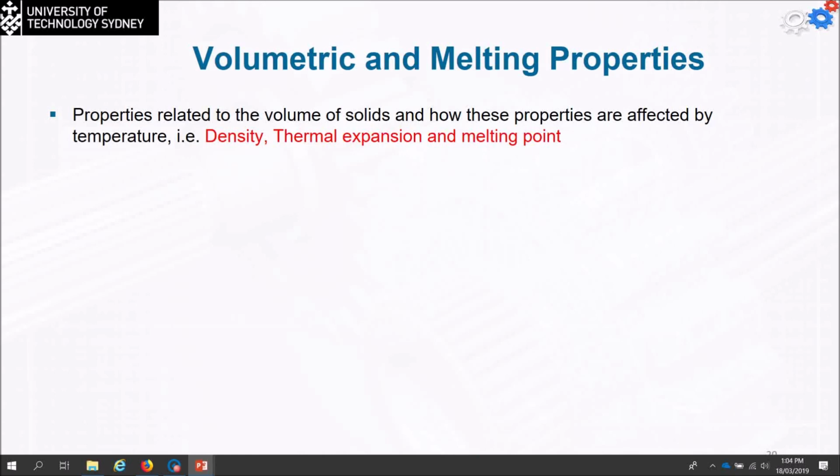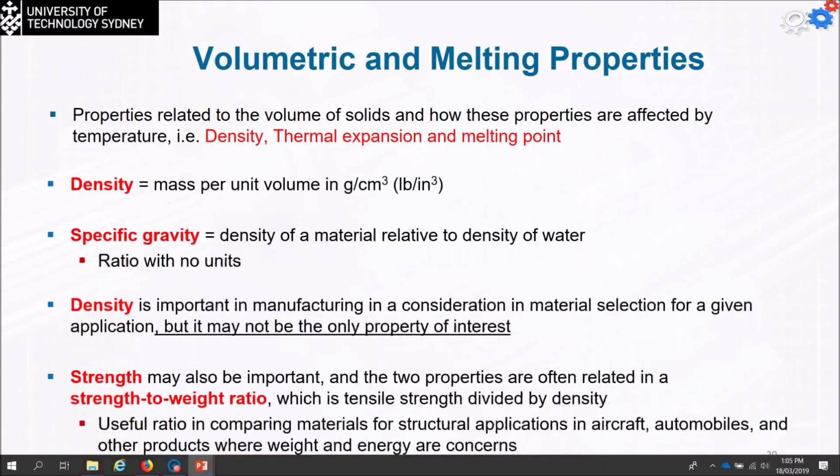So what will happen to the density when you increase the temperature? The mass is constant. Say constant, not the same. The mass is constant. The volume expanded. So what happened to the density? Decreases. So the density, as we define it, is the mass per unit volume. How many grams we have per cubic meter? Or how many kilograms we have in a cubic meter? The specific gravity is the density of the material relative to the density of water. Thus it is a ratio with no units.